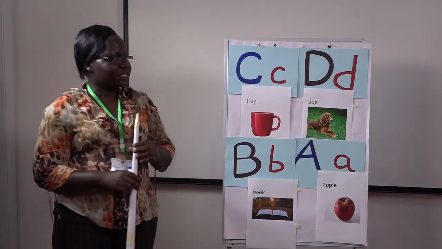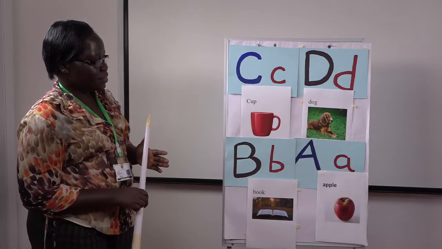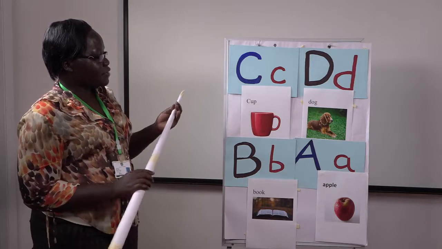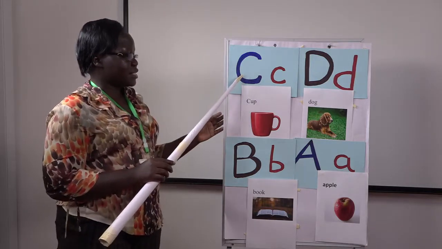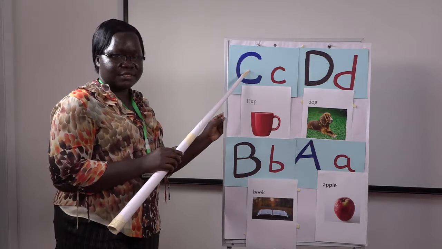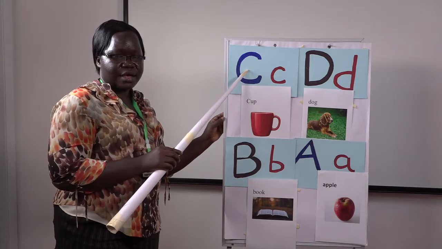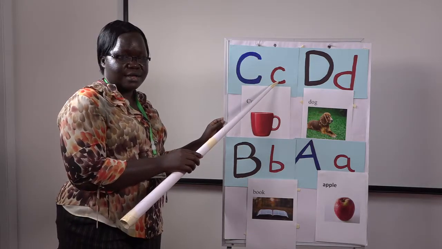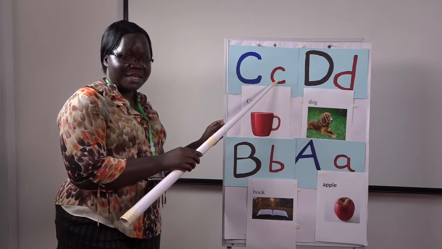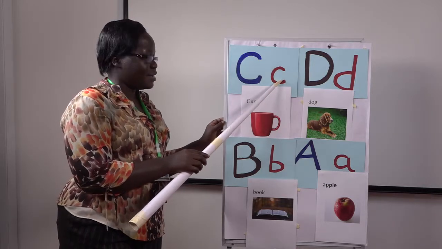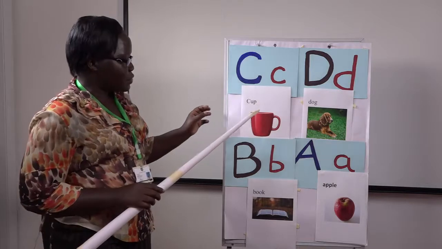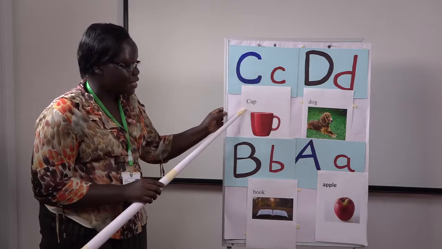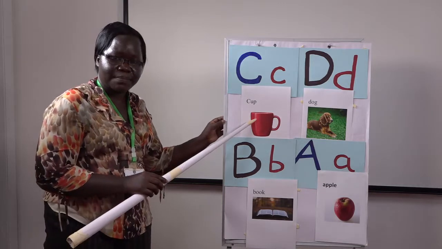So let us look at the few letters that we have for our mini lecture. The first letter is letter C. Do you see this? This is C. And the sound is K. K. Can you repeat after me? It's K. So we have the K sound in cup.